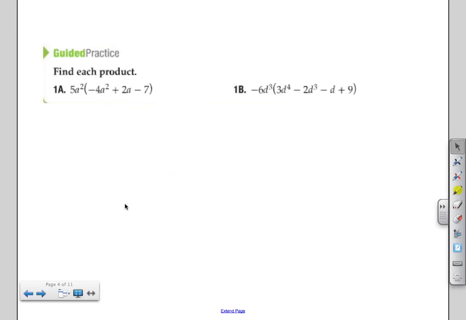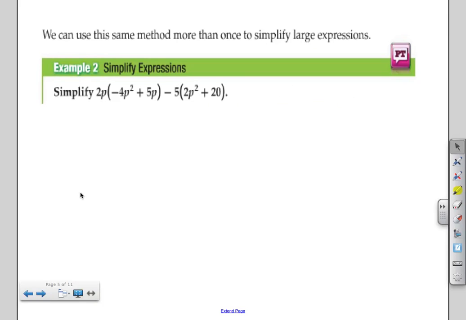All right, here are two problems for you to practice on. We'll pick two lucky folks to go up and put these on the board for us on Monday. Pause it, do them, start it back up.